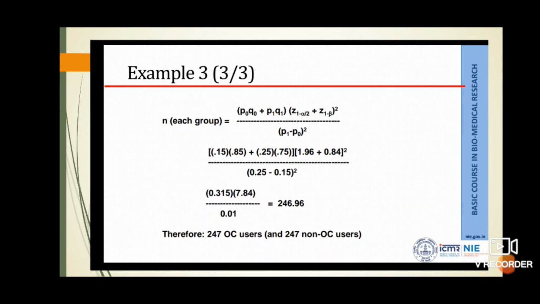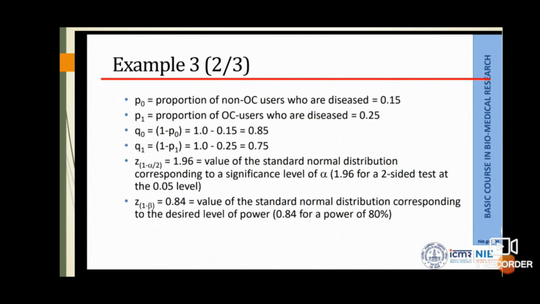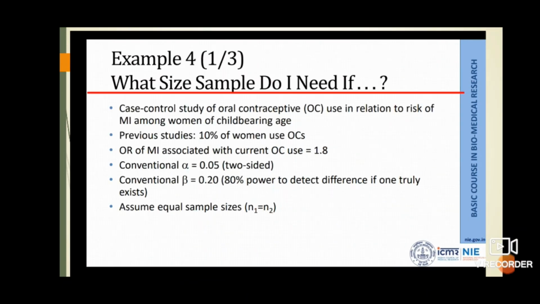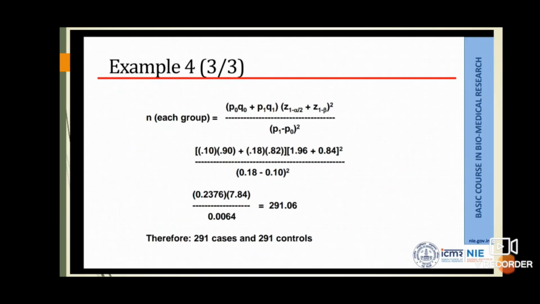So we are calculating this Z value from the Z value table chart, which will be calculated accordingly. Here we can see that for 95% interval, Z1 minus alpha by 2 is 1.96, and for 80% power it will be 0.84. So this is how we are doing it.